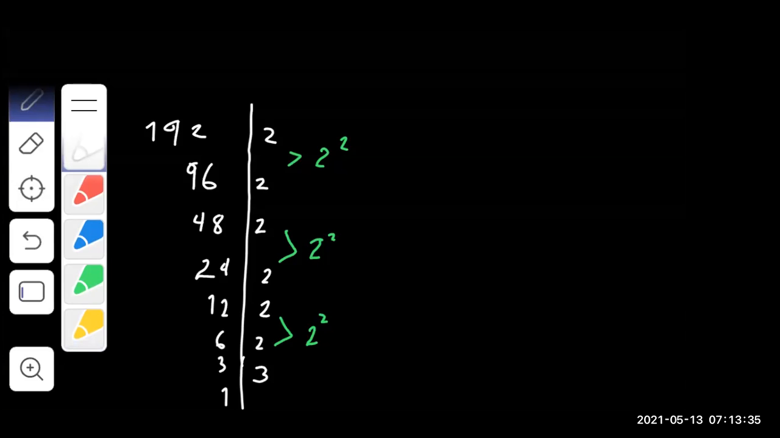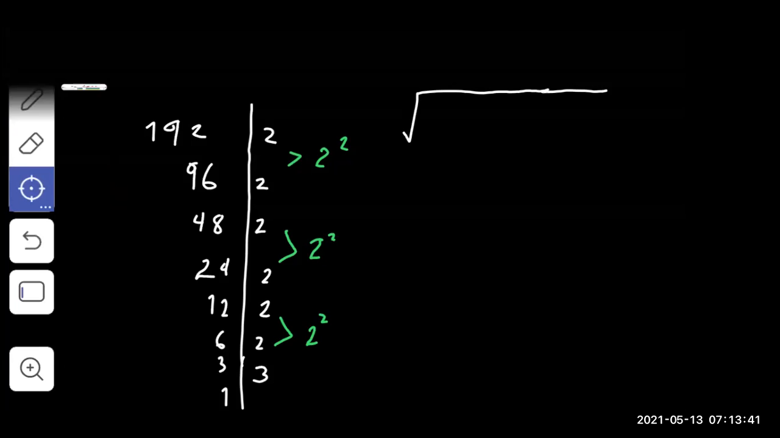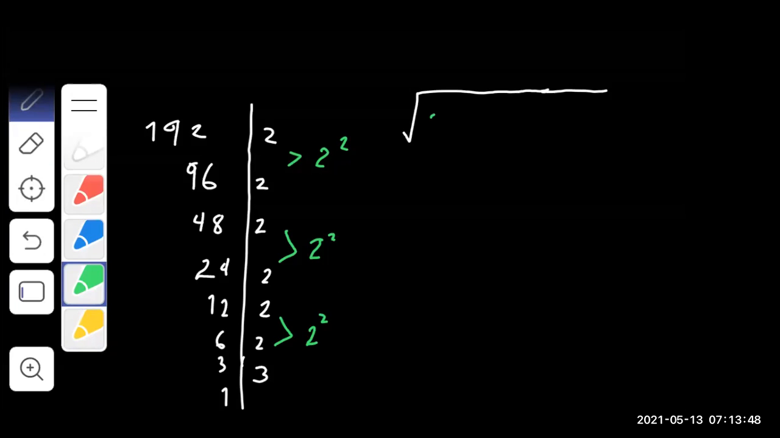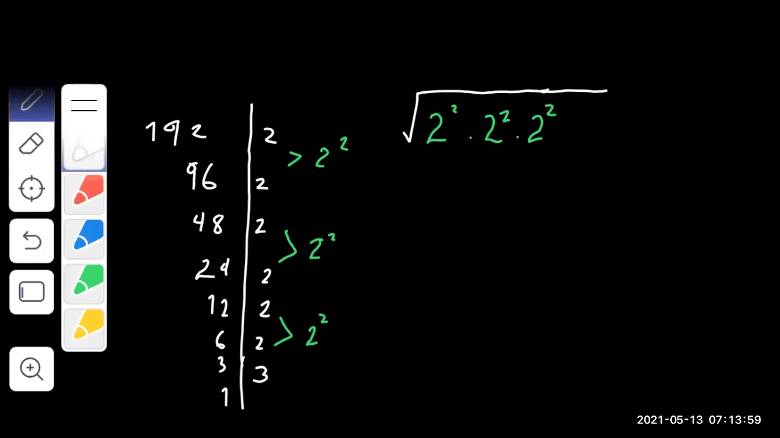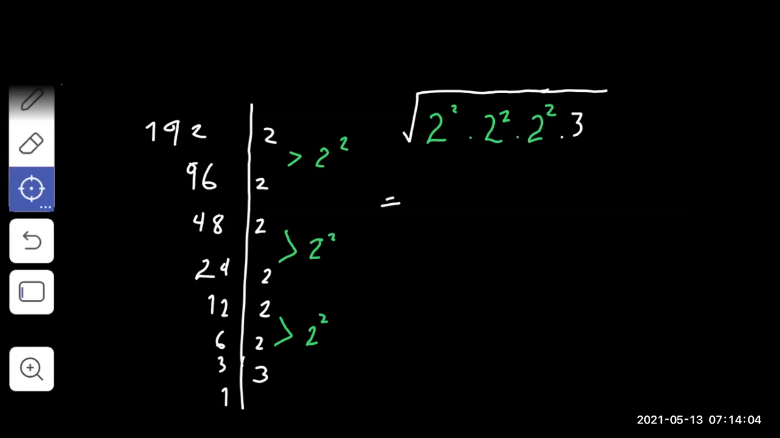Okay, let's continue. What we are going to factor is the square root of 192, guys. Instead of the square root of 192, we're going to rewrite it in factor form. Instead of 192, I'm going to put 2 squared times 2 squared times 2 squared, which is this one, times 3, the leftover part. This is what we got, okay? That is exactly the square root of 192 if you multiply these terms.